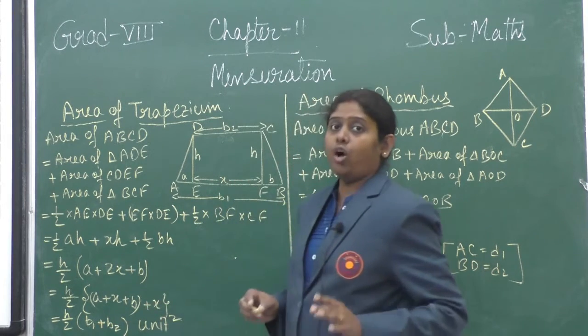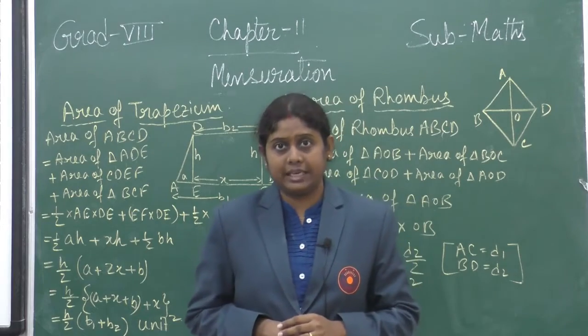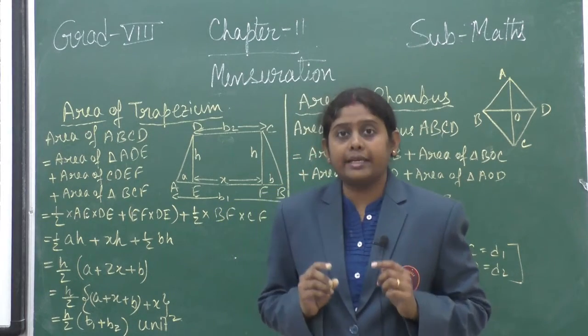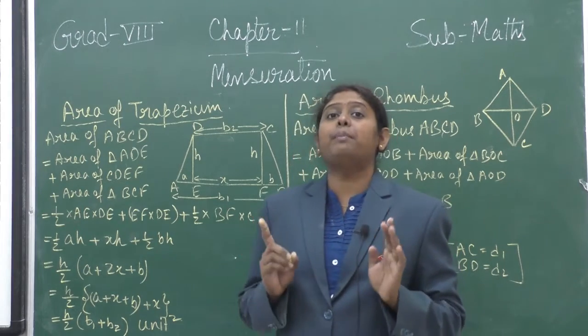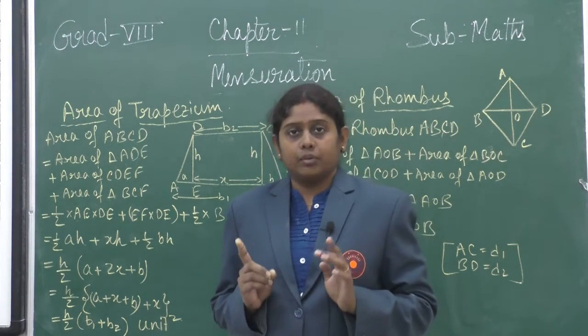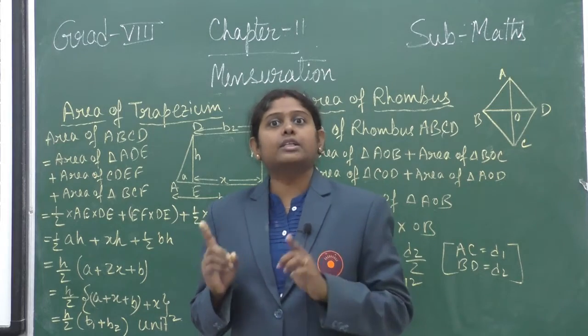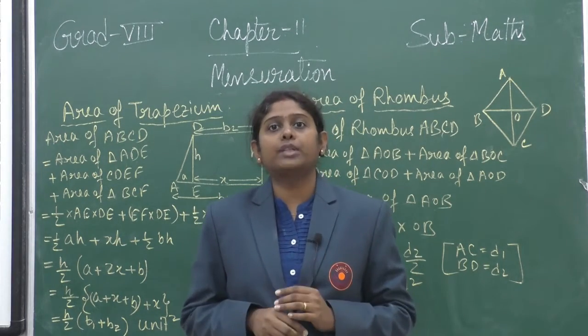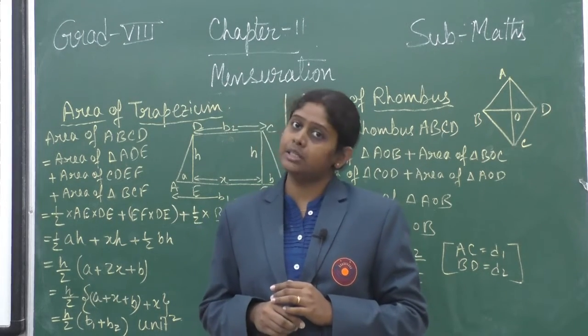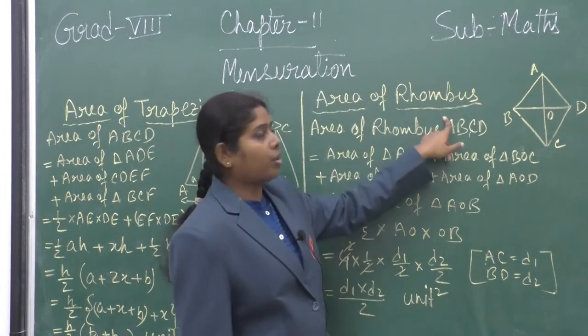So, the area of the trapezium ABCD is equal to height by 2 into the sum of the parallel sides. What is that? The area of the trapezium is equal to height by 2 into the sum of the parallel sides, unit square. Area of rhombus.